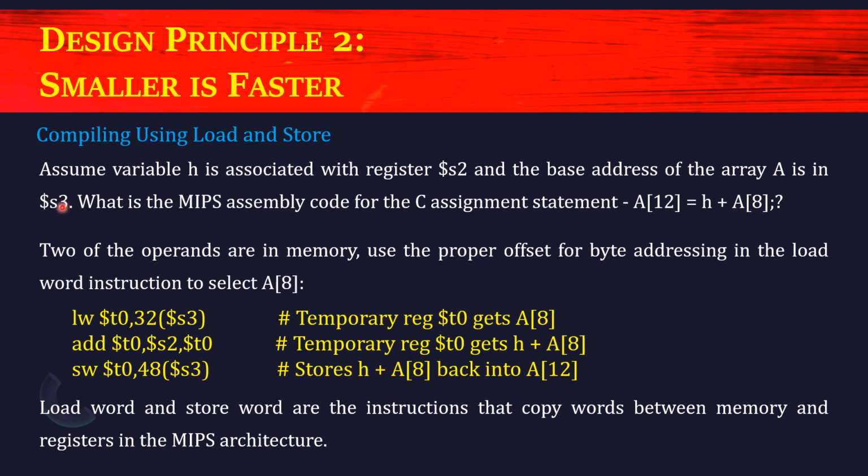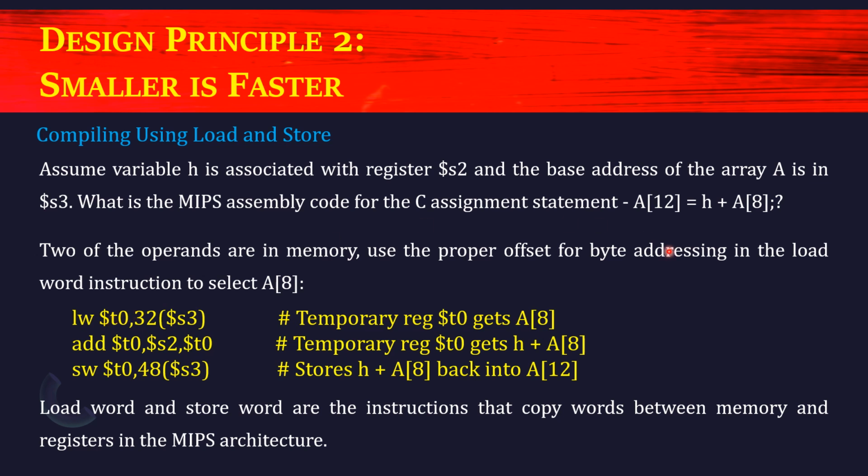The starting address is in $S3. So we are adding 32, the offset value, to the starting address in $S3 to get A of 8. We are loading this word which is in A of 8 using the LW command. LW stands for load word. We are making use of a temporary register named $T0. So, LW $T0, 32($S3). Then we now have the operand in the register. The register $T0 contains that particular value.